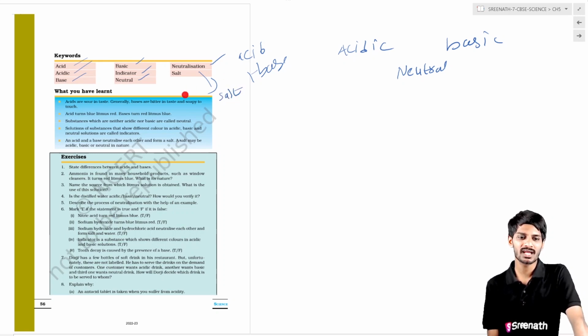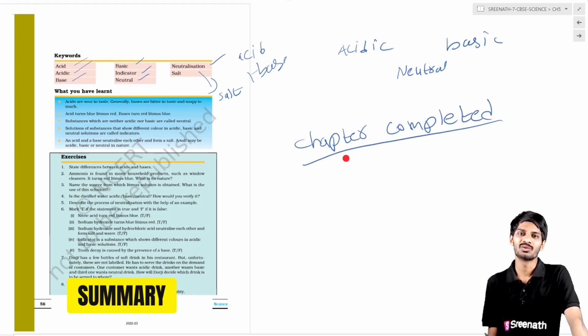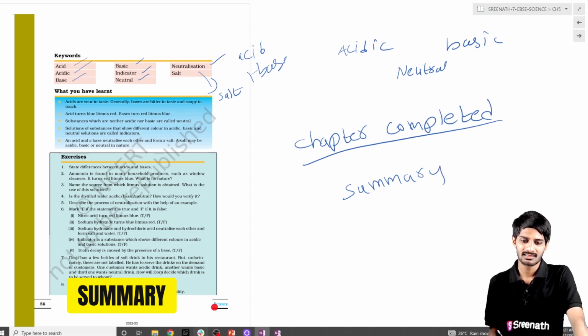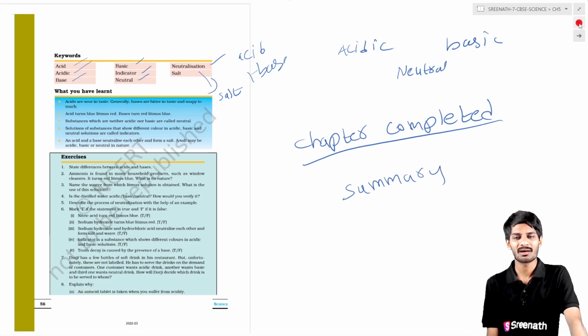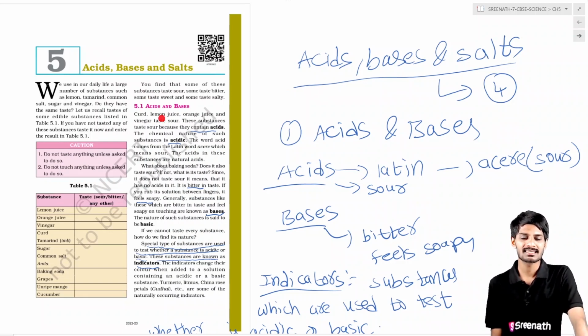Okay, that's it, students. We have completed our chapter. Now what we have to do? We have to get into the summary. Without wasting time, we will quickly move to the summary. The chapter name is acids, bases and salts. The first topic is acids and bases.